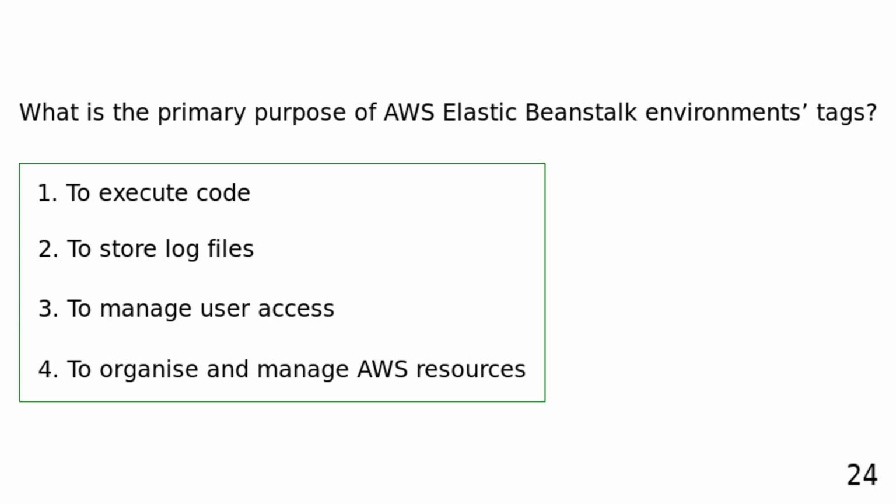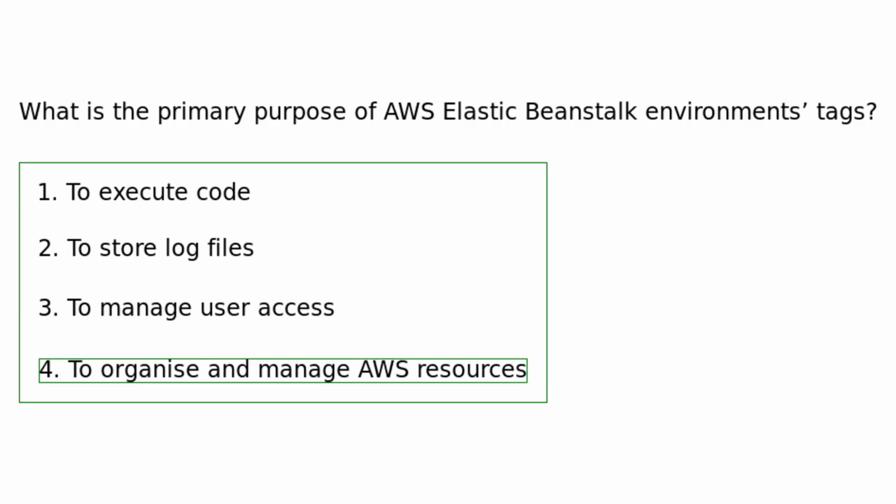What is the primary purpose of AWS Elastic Beanstalk environment tags? To execute code, to store log files, to manage user access, to organize and manage AWS resources. Tags help organize and manage AWS resources by allowing you to categorize them for better visibility.